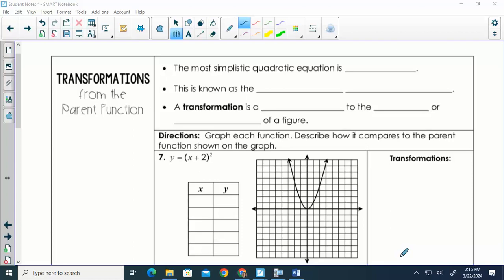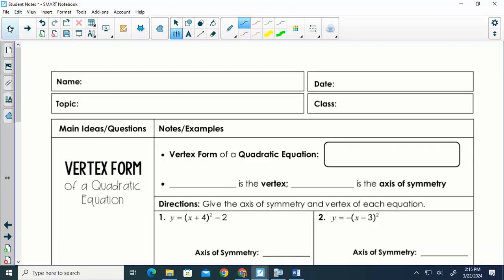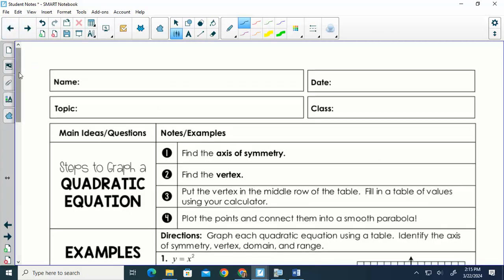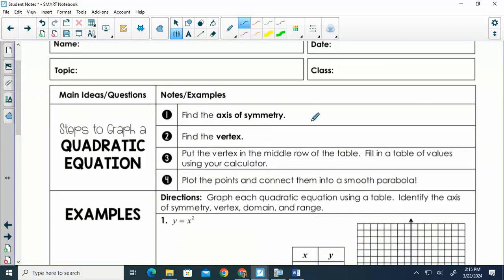We were talking about graphing these quadratics. This is not the slide I want to be on. Sorry, this is the slide. And when we graphed them, we found the axis of symmetry. How did we find the axis of symmetry? What was the formula?